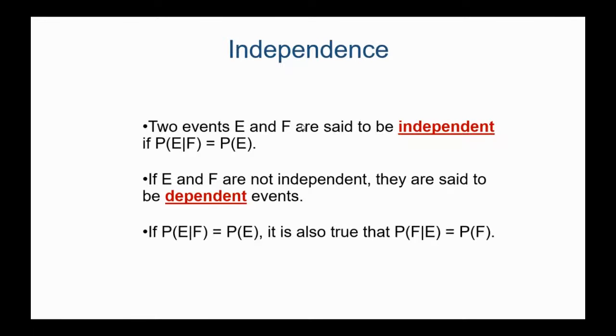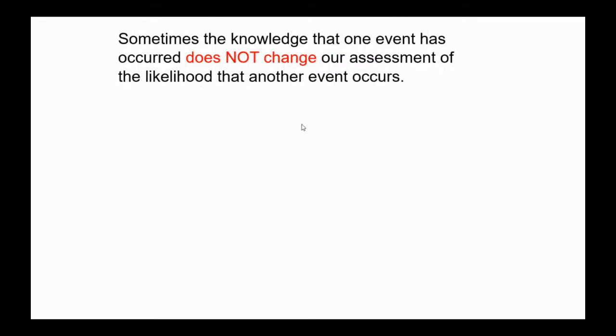Now, if the probability of E given F is the probability of E, we can also flip it around to say the probability of F given E is simply the probability of F. So sometimes the knowledge that one event has occurred does not change the likelihood that another event occurs. That's like we talked about on the coin flip. Flipping heads the first time does not change the fact that there's still a 50-50 shot next time of getting heads or tails.